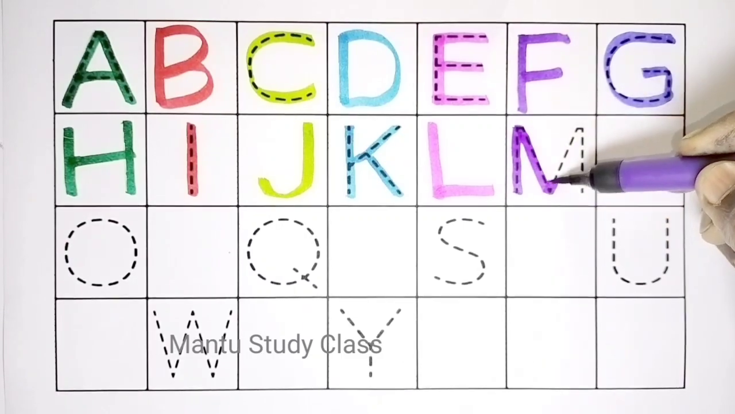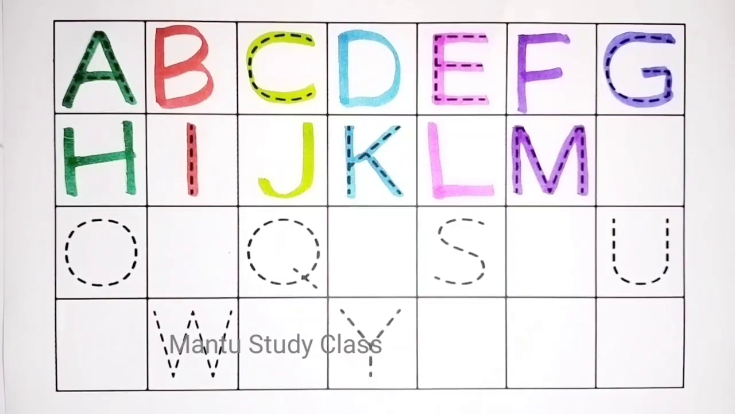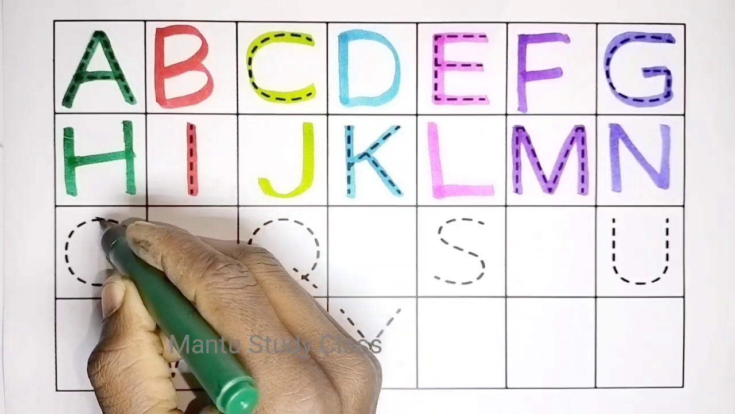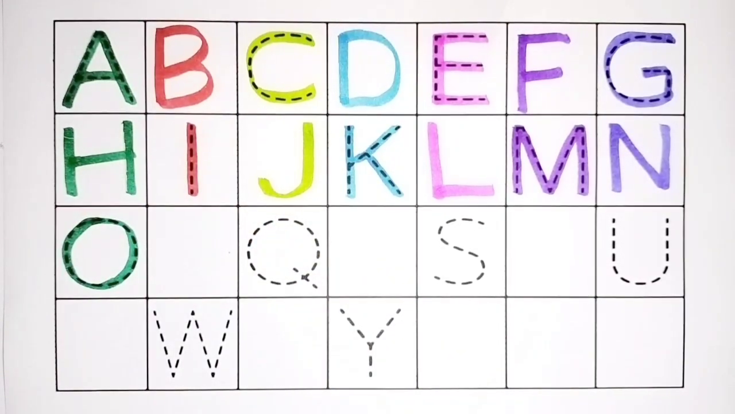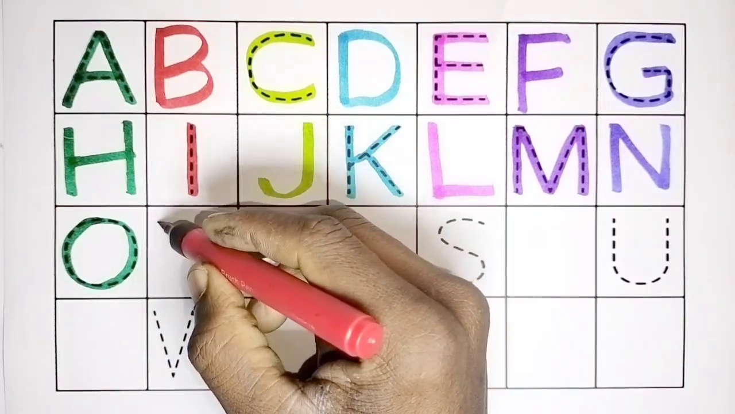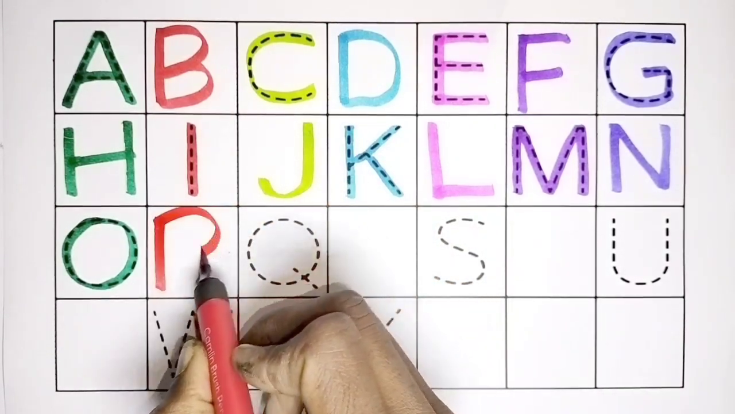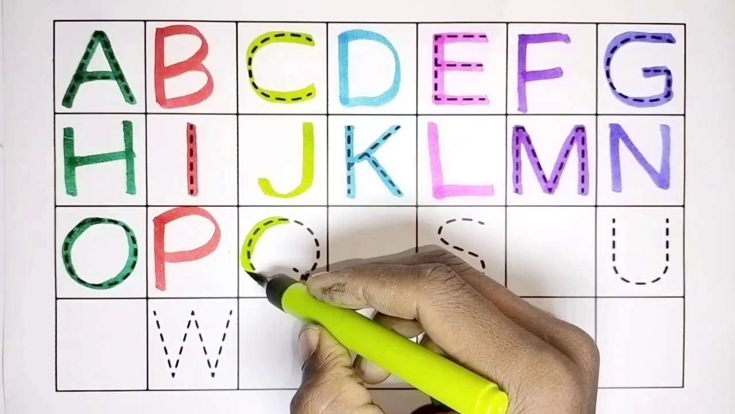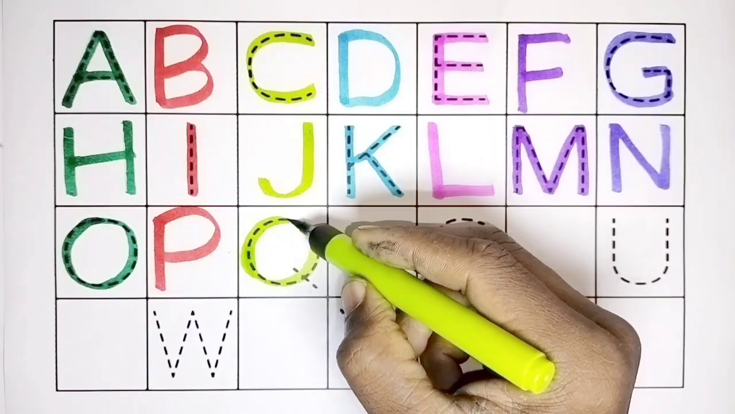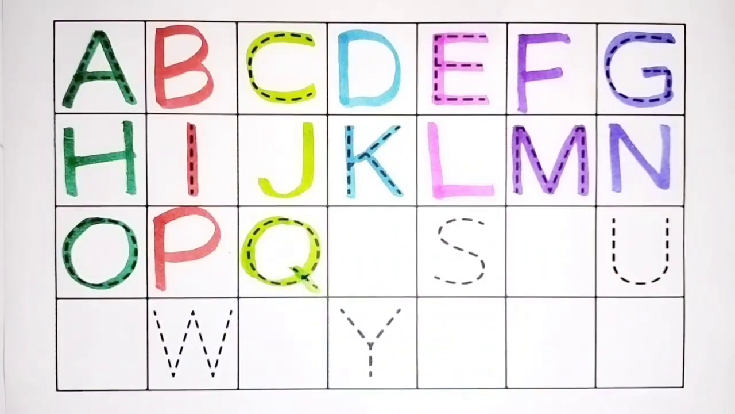M for monkey. N for nest. O for orange. P for parrot. Q for queen.